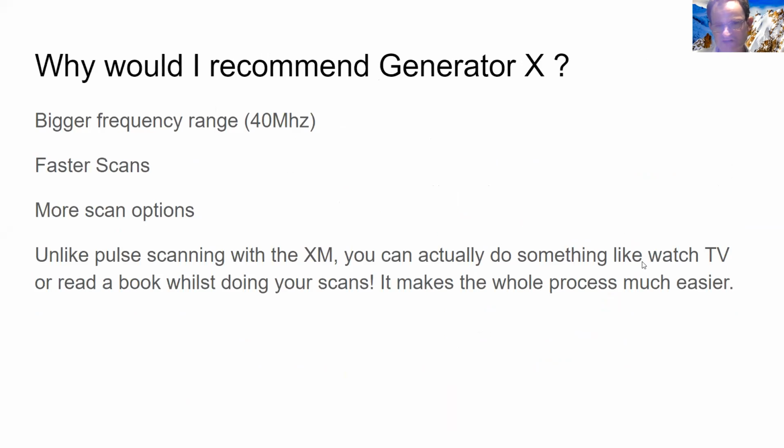Why do I recommend Generator X? It's got the same frequency range that Mr. Rife himself used, up to 40 megahertz. It has pretty fast scans, and if you get your settings right, it can be even faster. And you get more options with your scanning too. And grade scans are just amazingly fast, so I like what that's about. And yeah, you can do things like watch TV, read a book. I frequently read something interesting when I'm taking my scans, before bed, when using the Generator X.